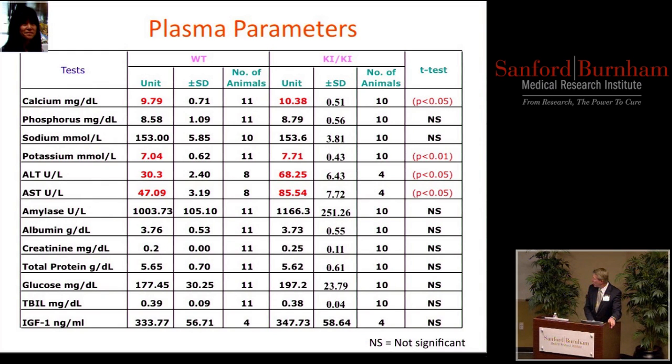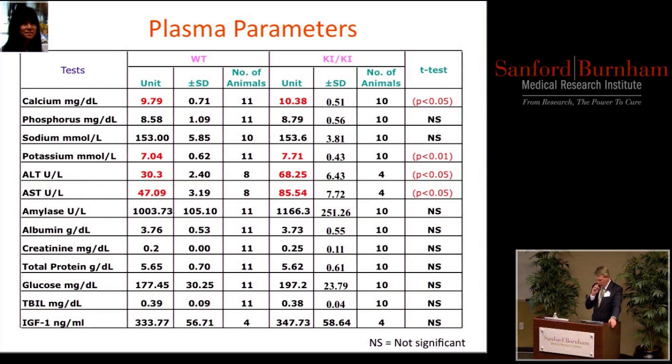And we had a slight increase in the amount of calcium, which could be suggestive of some problems with the kidney, and potassium here as well. Liver values that are a little bit high, but again, they're not terrible. And so then we decided in various ways to stress the mouse, and I don't have time to talk about those stress studies right at the moment.